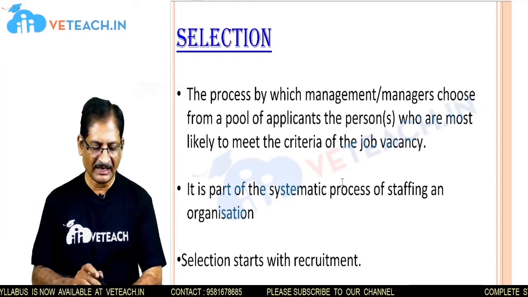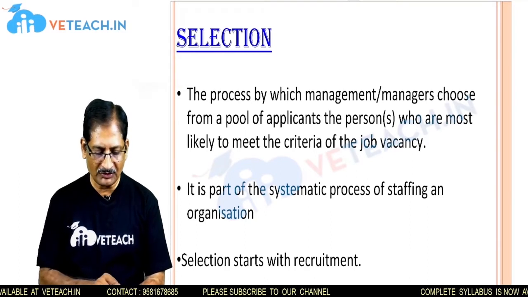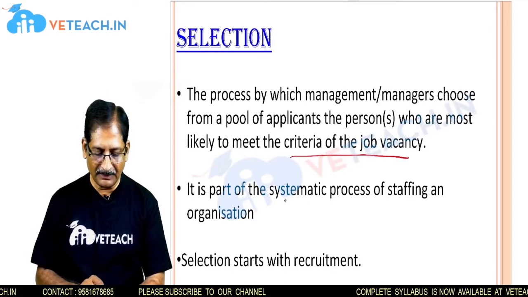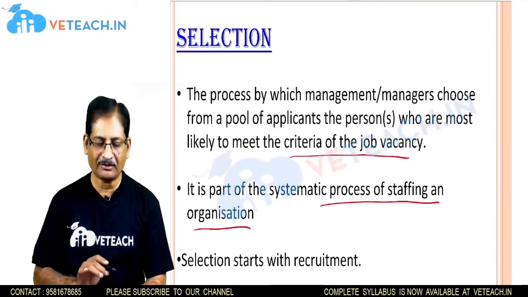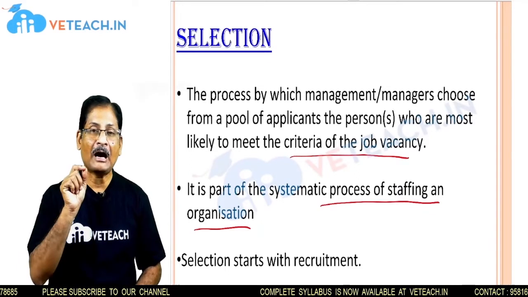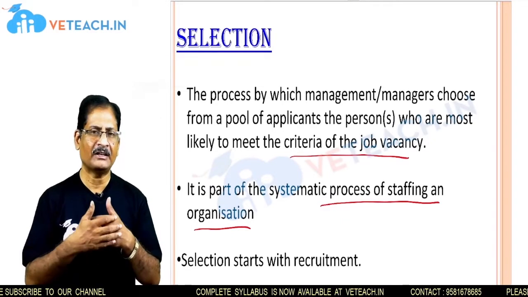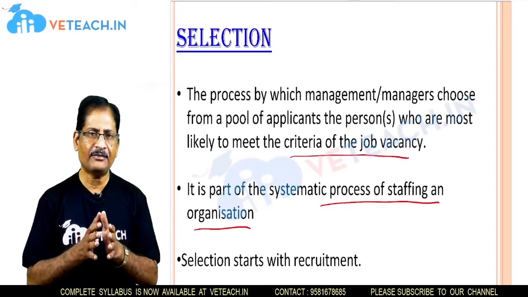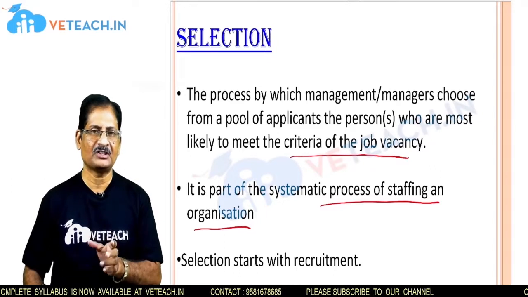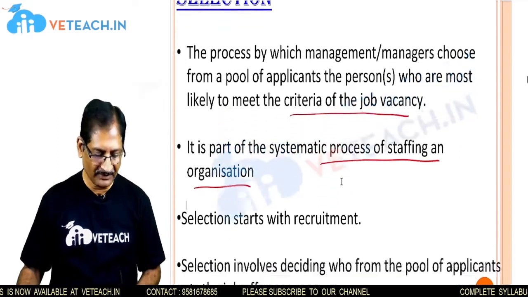organization. It is the selection activity, the process by which management chooses from a pool of applicants those who are most likely to meet the criteria of the job vacancy. It is part of the systematic process of staffing an organization. So it is a systematic approach which is going to calibrate the applicants who have multiple skills with their profiles in their resume, so that they will be properly diagnosed. Identification of the best potential individual through the systematic approach of selection will be done and will be inducted into the organization. So it is a process of staffing an organization.